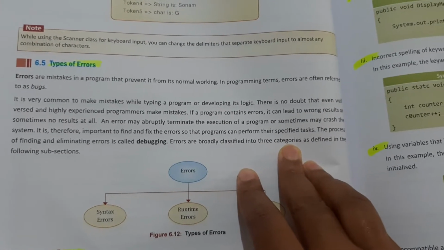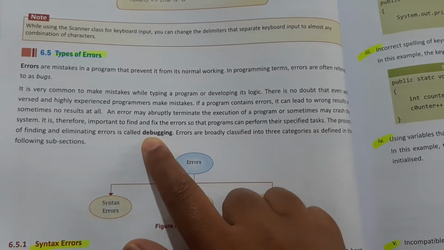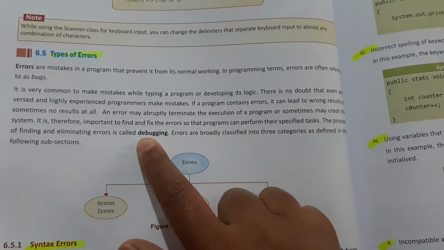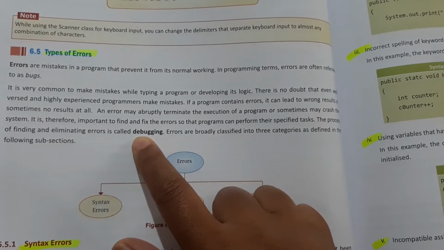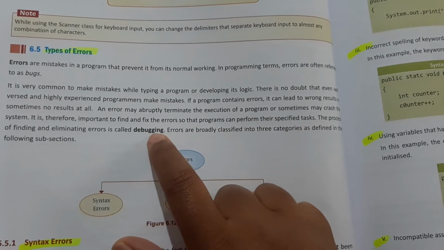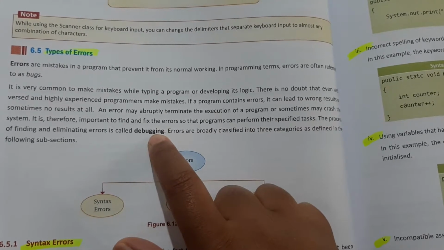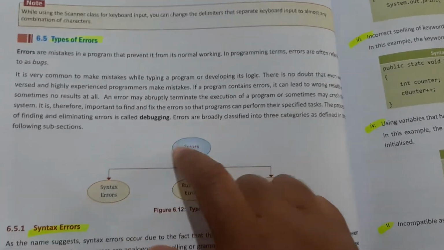Okay, now there is a process called debugging. Now what do you mean by debugging? What is the definition of debugging? The process of finding the error and eliminating the errors is called debugging. That is called debugging. Okay, so you can write it down. The definition of debugging: the process of finding and eliminating errors is called debugging.